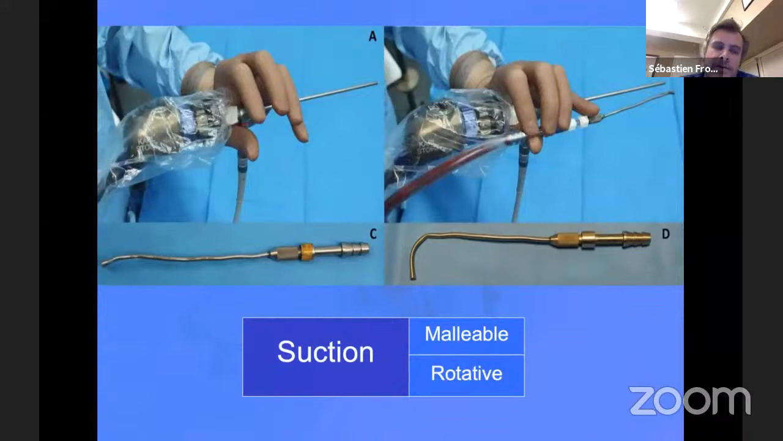You see that the endoscope is just between my thumb and finger. I am just supporting it. I am not holding it. And the rest of the fingers are manipulating this rotative malleable suction. And it's absolutely key to have a rotative malleable suction. You see that I can bend the tip of the suction 90 degrees here, which means that when I rotate here with my two fingers, I can browse a very wide, a very large volume deep into the nose.